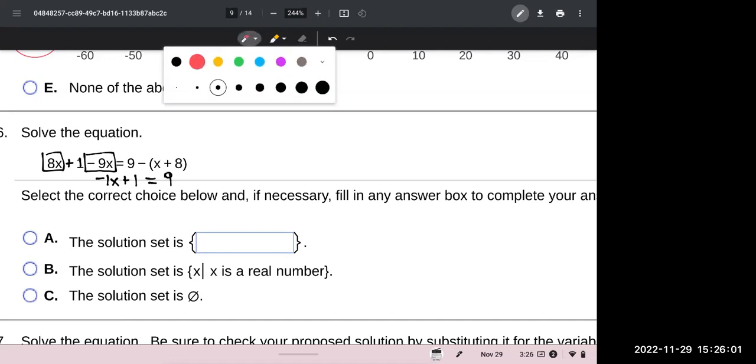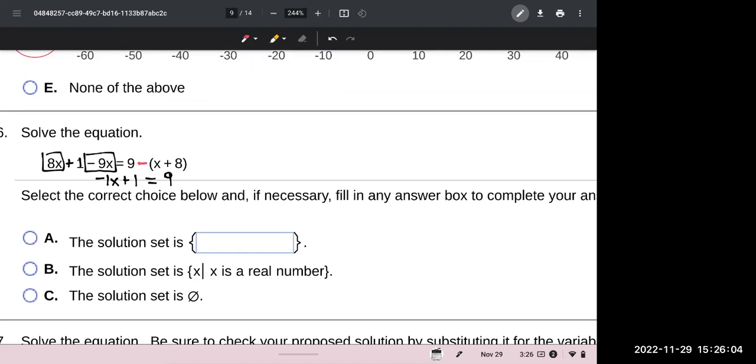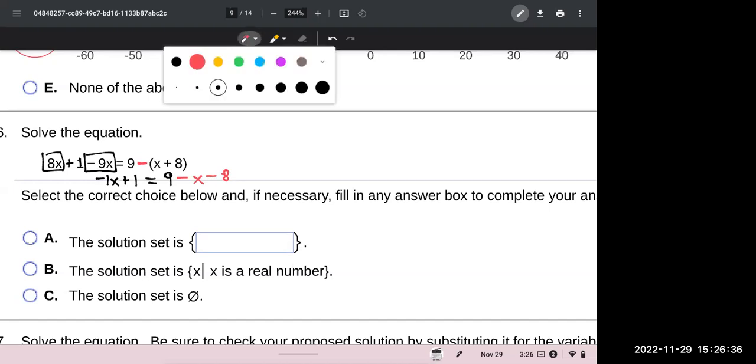And you have a minus in front of the parenthesis. So this minus is the same as multiplying by negative 1. So you have negative 1 times x, that will give you negative x, and negative 1 times 8, that will give you negative 8. Or you can just remember that a minus in front of the expression will switch each sign to the opposite. So x becomes negative x, positive 8 becomes negative 8.